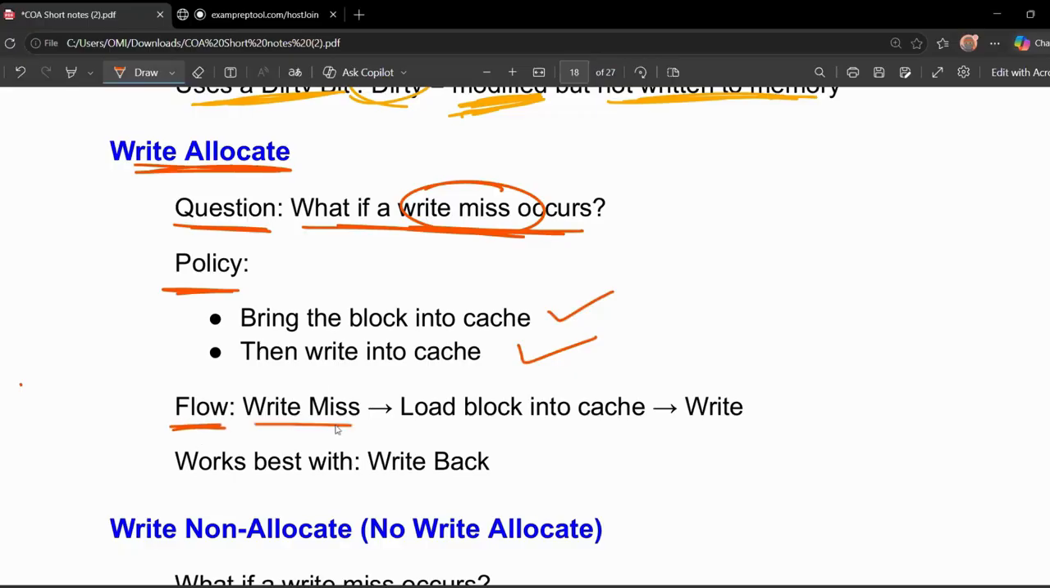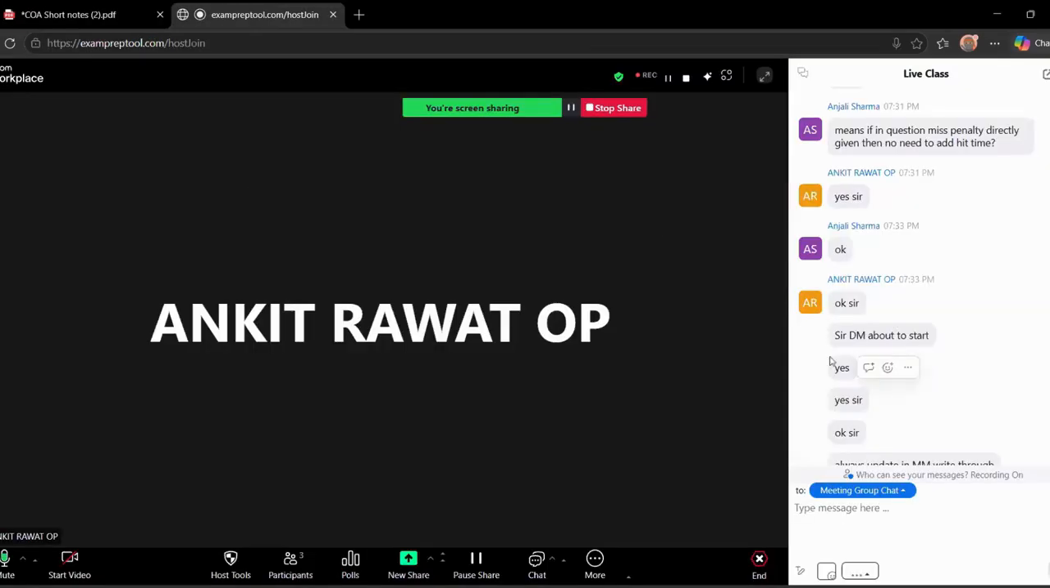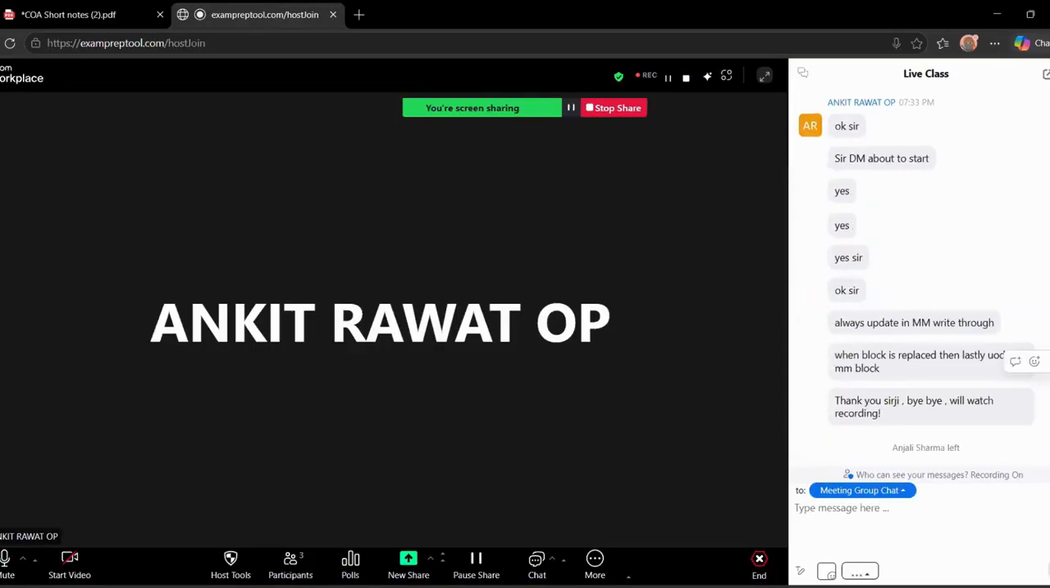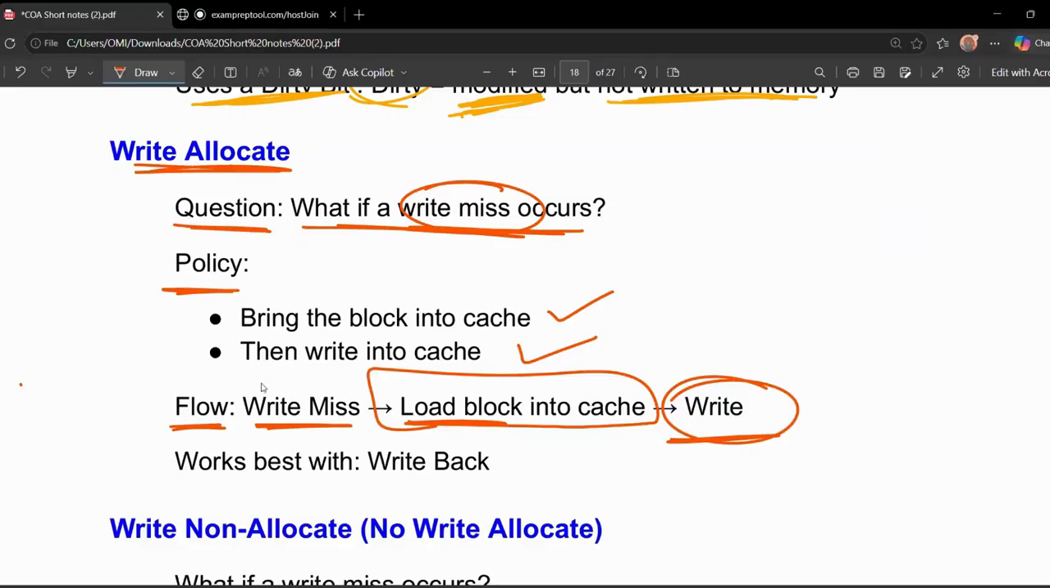So what is the flow? When a write miss happens, you load the block into the cache, and then you write it. Got it? In a write miss, you load the block into the cache, and then you write it.